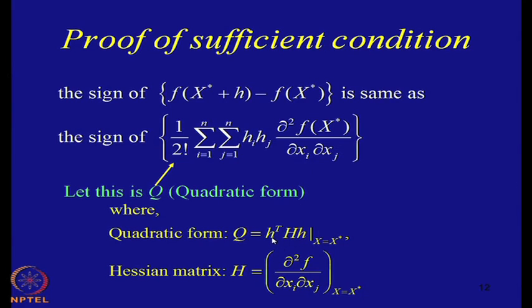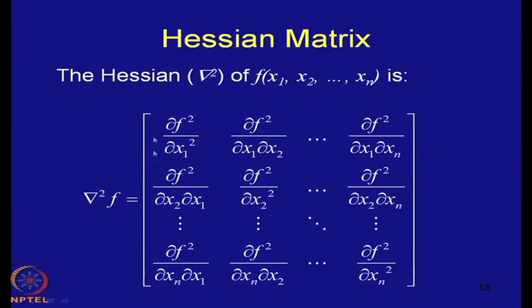One is h transpose, where h is the vector we have considered, h1 to hn. Capital A is the Hessian matrix for us, and small h is the same vector. The first one was in transpose fashion, and this is in the normal form, evaluated at the point x equal to x star. That is why we are concluding here that the sign of the function is fully dependent on the quadratic form, and this is the Hessian matrix for us.